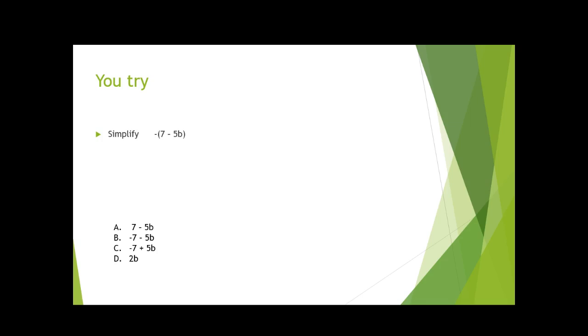Is it A, 7 minus 5b? Is it B, negative 7 minus 5b? Is it C, negative 7 plus 5b? Or is it D, 2b?